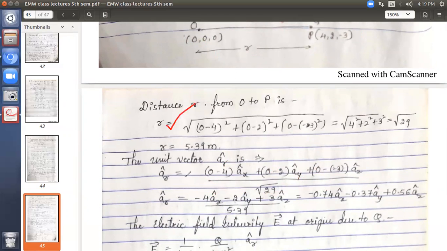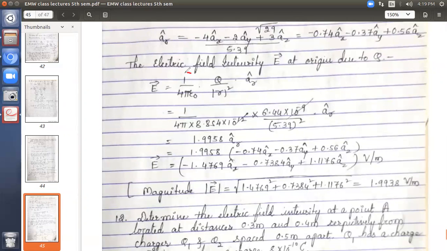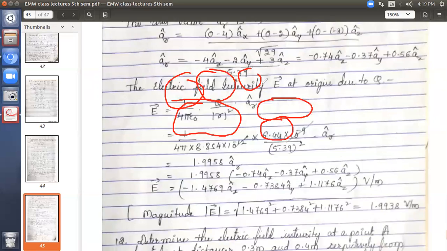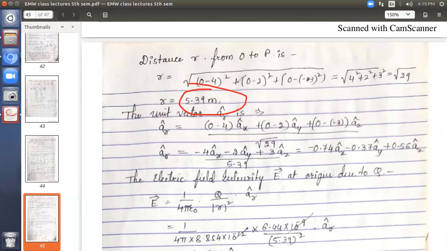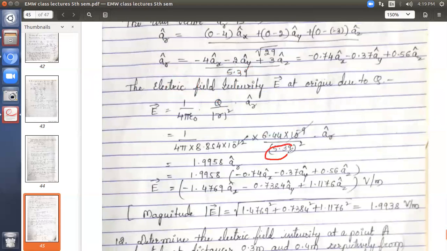So we have calculated R and AR both. Now we can find the electric field. The electric field intensity is given by 1 by 4 pi epsilon naught, charge Q divided by R square, into AR. Here the charge is given as 6.44, a positive value, and the distance square is 5.39 square. Just now we have calculated it. You can see 5.39 is the distance, so take that square, distance square, into AR. Let me keep it as it is.